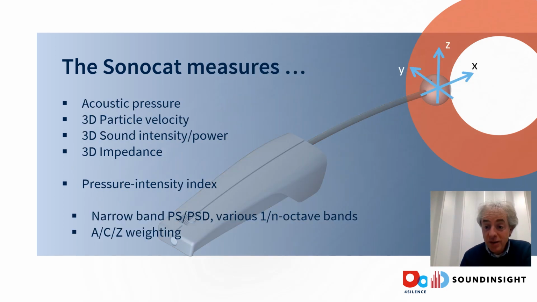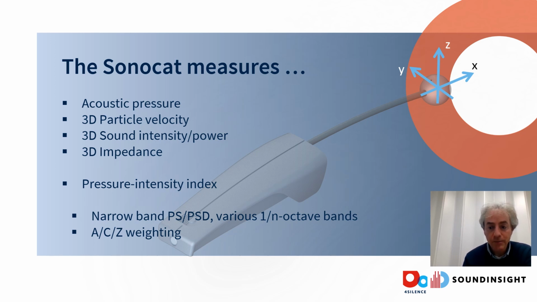So then, what does the Sonocat measure? Well, being an acoustic measurement device, it measures acoustic pressures, of course. But since the pressures are inside the sphere, so we have 8 locations where we know the pressure on the sphere, we can also deduct the 3D particle velocity. And since we have pressure and particle velocity, we also have 3D sound intensity and 3D impedance. Sound intensity being the product of the pressure times the particle velocity, and impedance being the ratio between the pressure and the particle velocity.